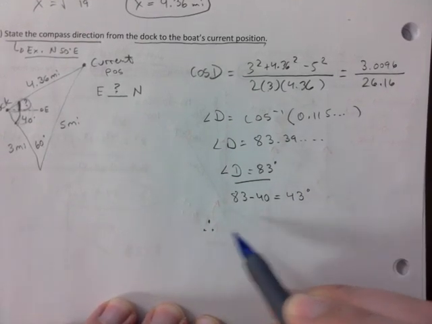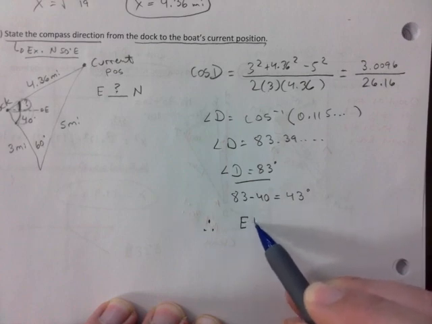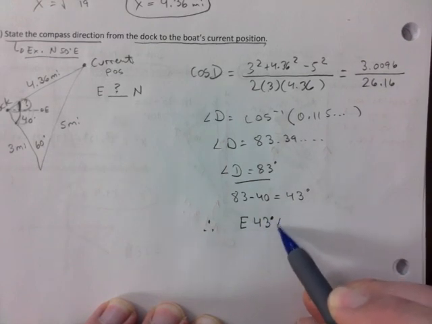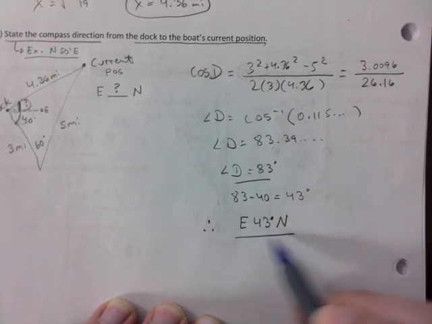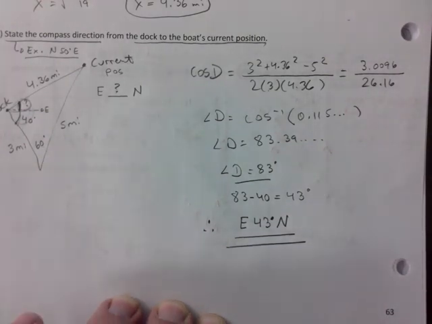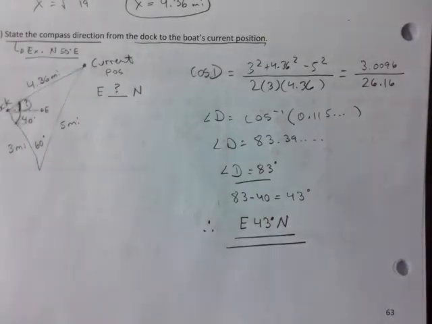Therefore, I'm going to go east 43 degrees towards the north. This is the direction you should travel. This is a rare instance, but it can be done. You just have to do a bit more work when that happens.